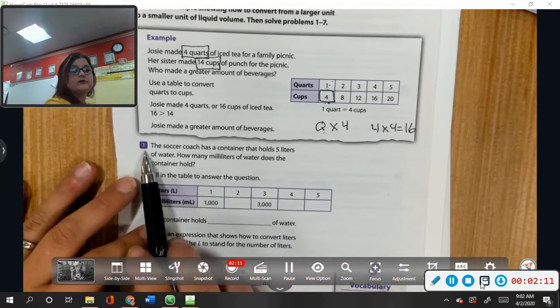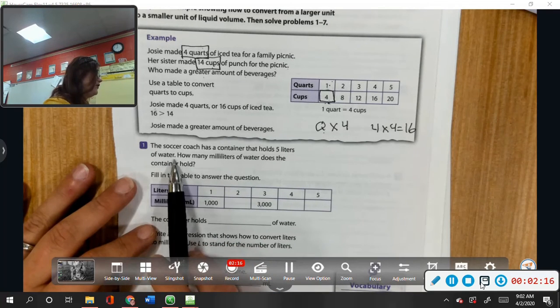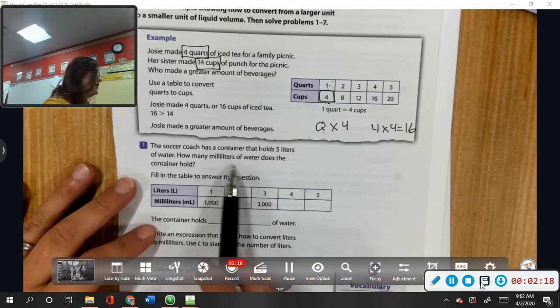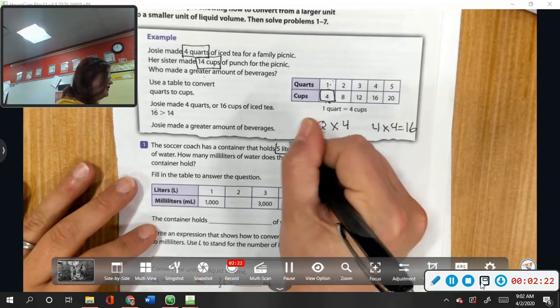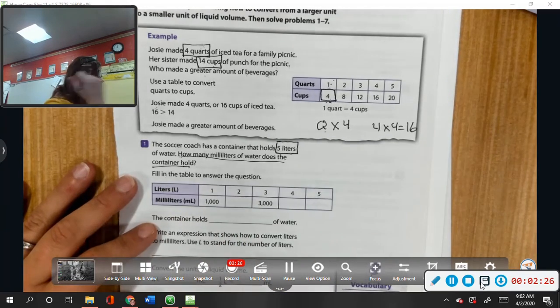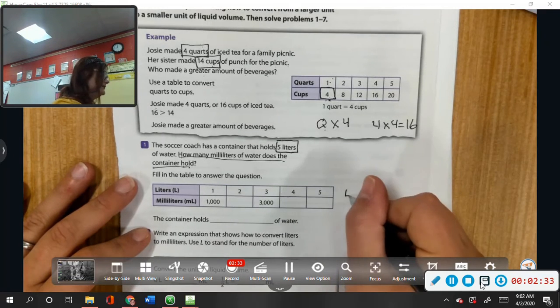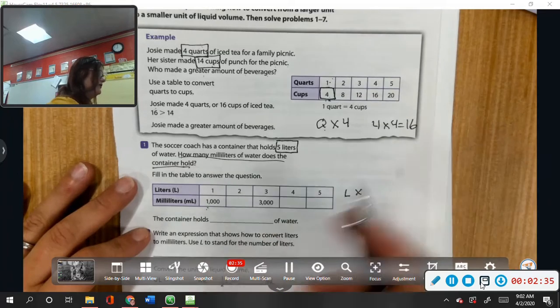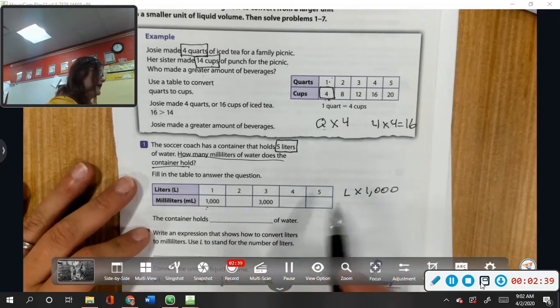Going down here, starting with number 1, the soccer coach has a container that holds 5 liters of water. How many milliliters of water does the container hold? This is important. I'm going to go ahead and underline this, and I'm going to highlight my question here just so I know what I'm looking for. We already had a formula for liters to milliliters. If you remember, it was liters times 1,000. We want to know how many are in 5.